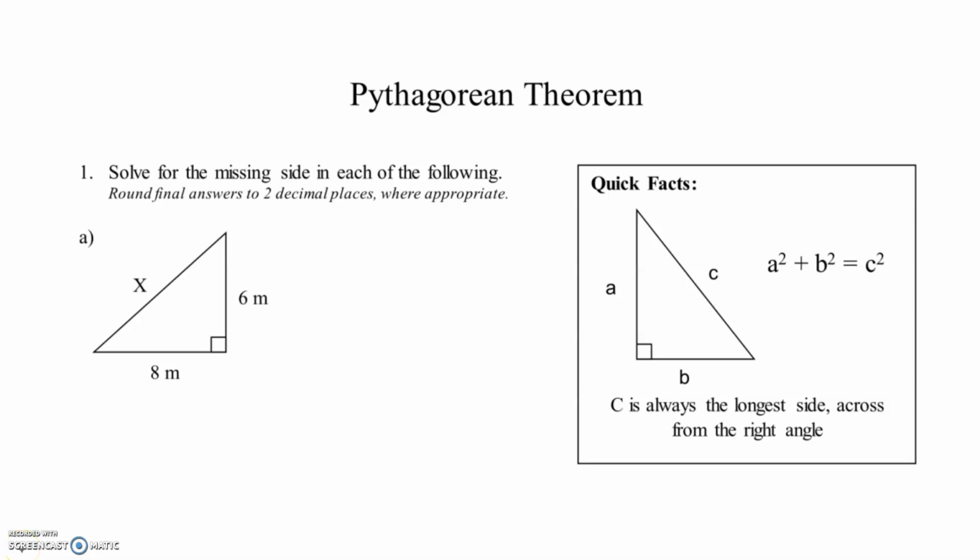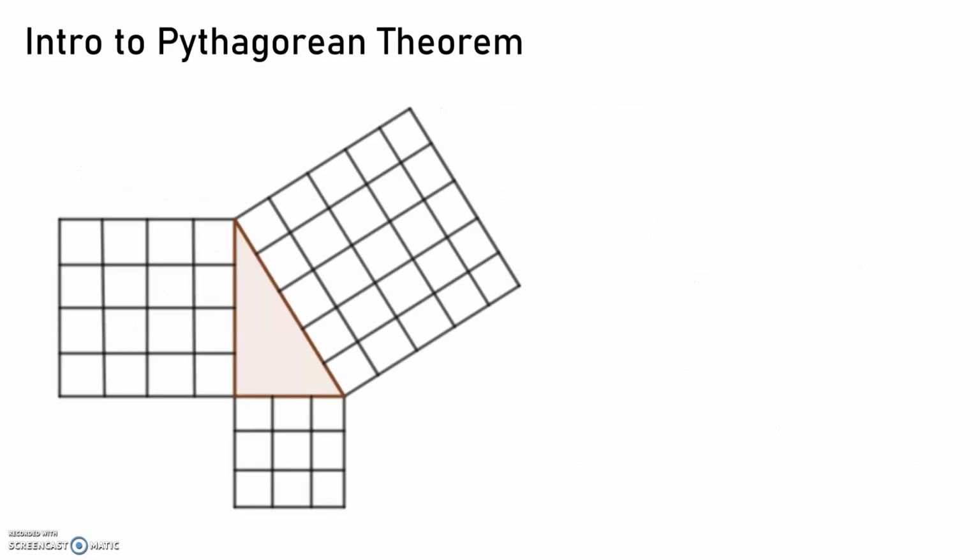This lesson is on the Pythagorean Theorem. Before we begin the worksheet, I want to talk a little bit about the Pythagorean Theorem and where the formula comes from. So if I take three squares, and depending on the size of the squares, I line up their corners, what happens is it forms a right triangle.